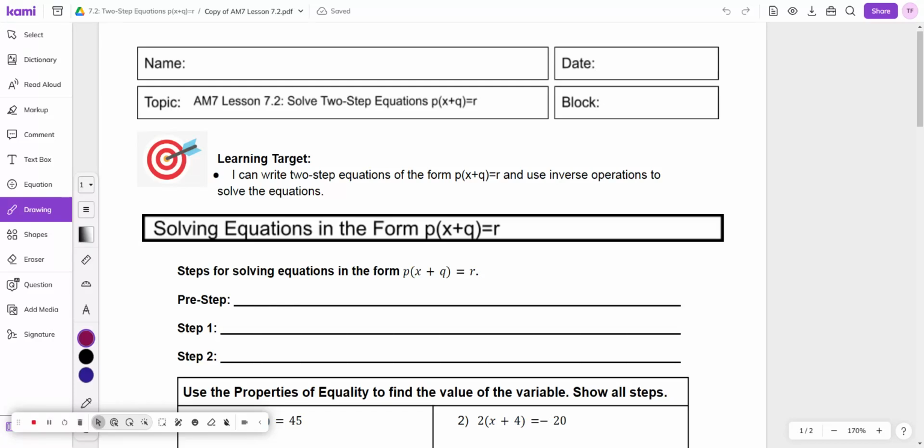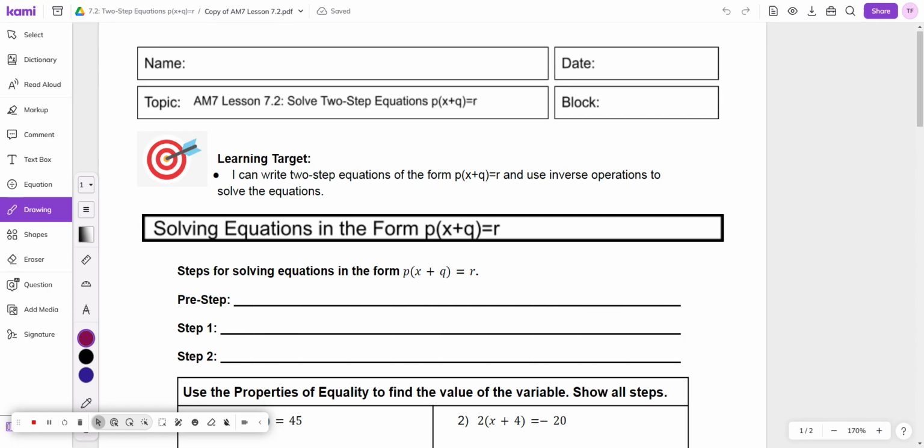So we are going to talk about lesson 7.2, solving two-step equations in the form of p(x + q) = r. The learning target for today is: I can write two-step equations in that form and use inverse operations so that I can solve equations.